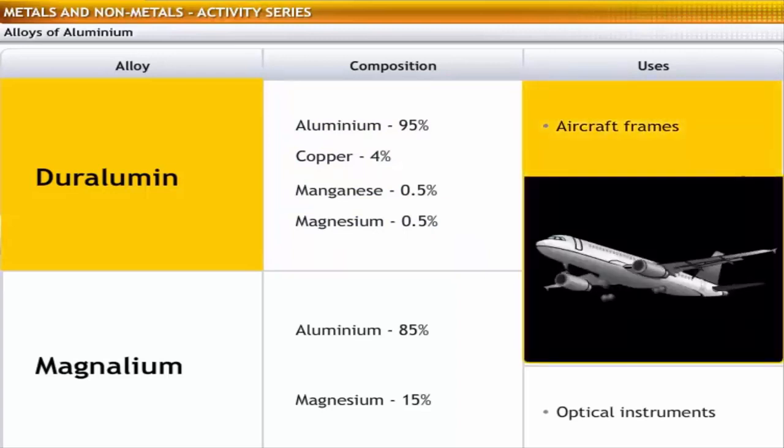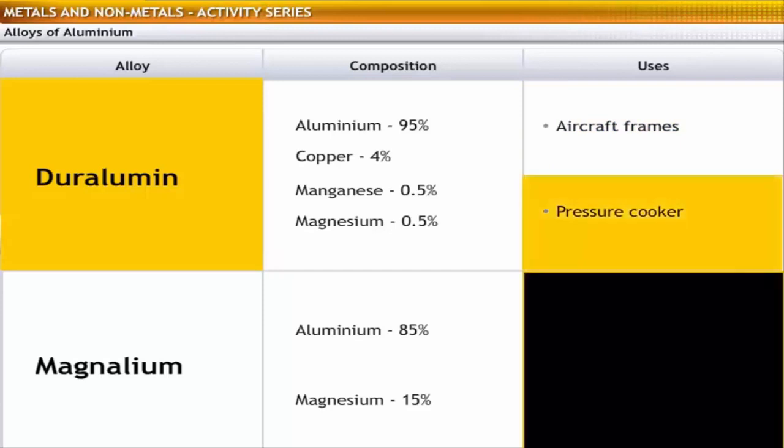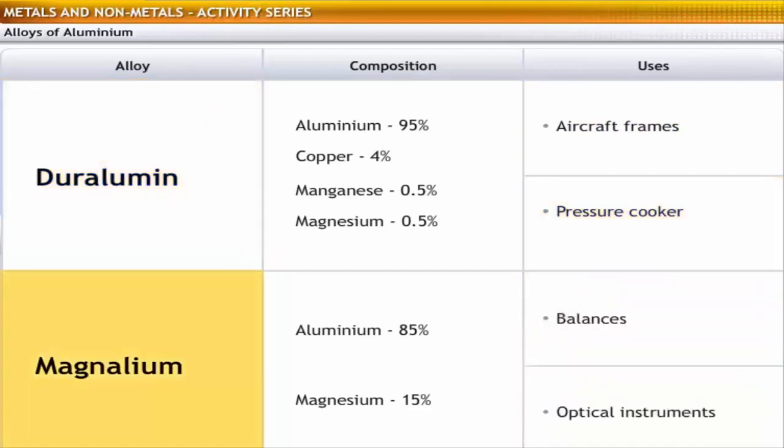Duralumin is widely used in the aircraft industry. This is because of its lightness and other desirable physical properties. It is also used in making pressure cookers to withstand high temperatures. Magnalium is an alloy of aluminium and magnesium. Although weak and soft in its elemental state, magnesium combines with aluminium to produce some alloys that are useful as engineering materials.